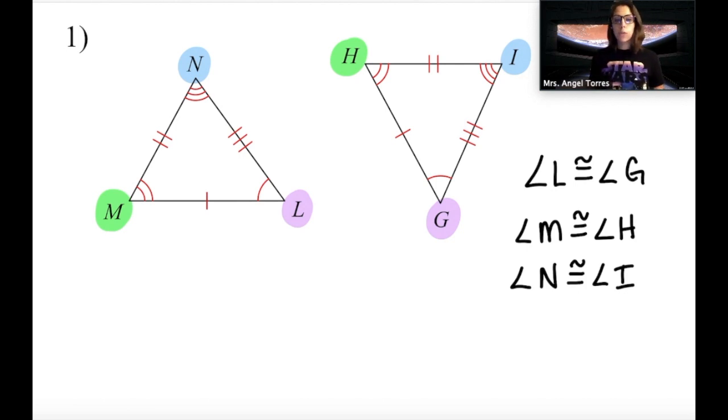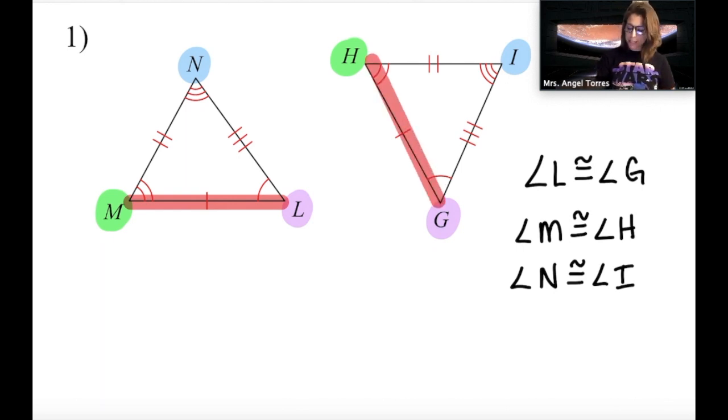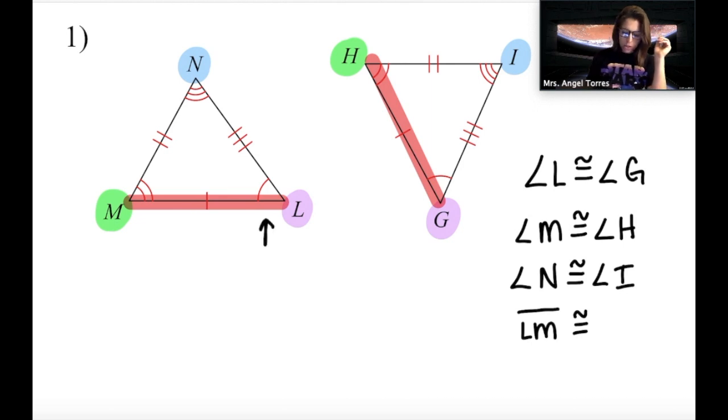Okay, let's start with the 1 tick mark side. So the first one that I see is LM. That has a single tick mark, and so does GH. So if I'm going to write this congruency statement, I would write that segment LM is congruent to, would that be GH or HG? Well, we're going from 1 to 2 arcs, so we'd also have to go from 1 to 2 arcs in this notation, and that would be segment GH.